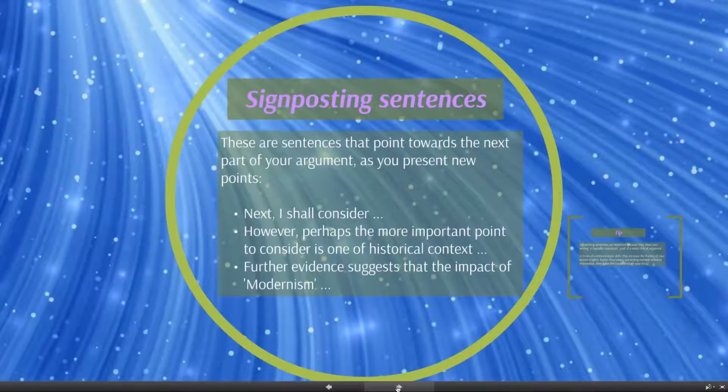the paragraphs. But let's imagine that you've decided how you're going to organise. You've planned, you've researched, you know the information you're going to put in there. You've planned, so you know which order it's going to go in. And now you have to make sure this flows logically and fluently, that your writing is fluent. So signposting sentences, they point towards the next part of your argument as you go along and present new points. So next I shall consider would be an example of a very basic signposting sentence.